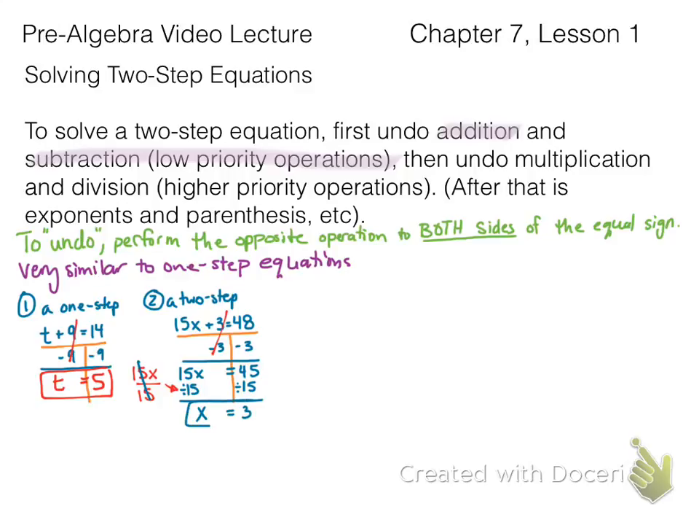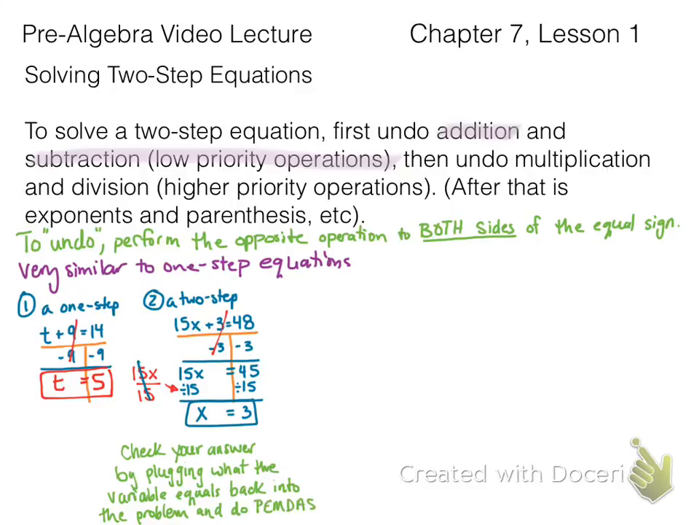Now, if I'd actually done what I told you to do, which is to check your answer by plugging the value of the variable into the equation, I would have figured out that I got the wrong answer. But let's go ahead and check this one. I'm just going to do it on the side real quick. We have 15 times x, which we thought was 3, plus 3 equals 48. There we go, that's an 8.